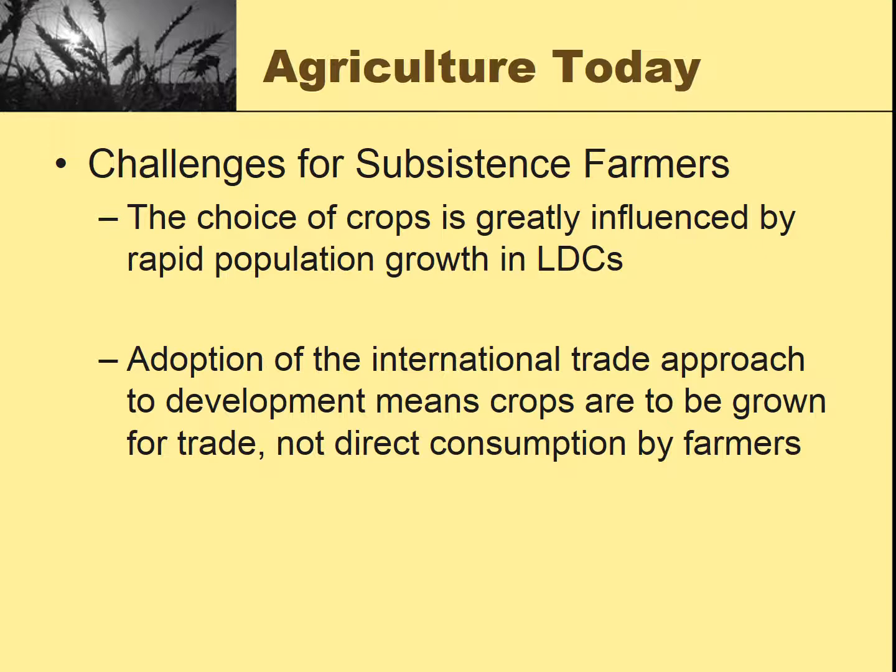And to meet this growing demand, a lot of subsistence farmers are adopting what's called the international trade approach to development. And they're choosing crops that people don't eat locally, but rather that are sold on the global marketplace. So this means that subsistence farmers who have traditionally grown food to consume on the farm or in the village are now growing crops that they may not have a history of consuming, that aren't part of their diets, and that are going to be sold.